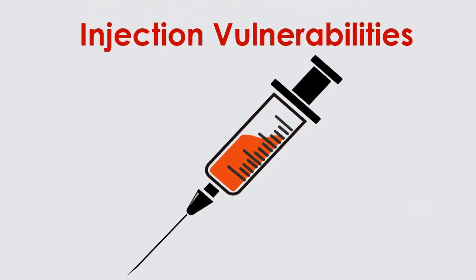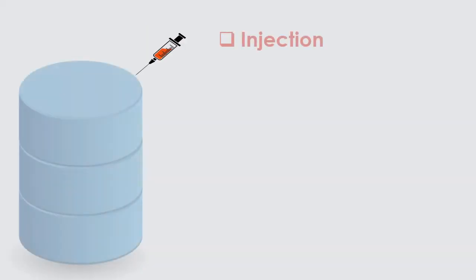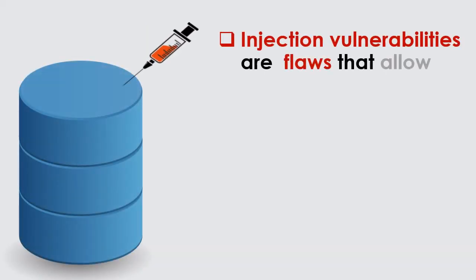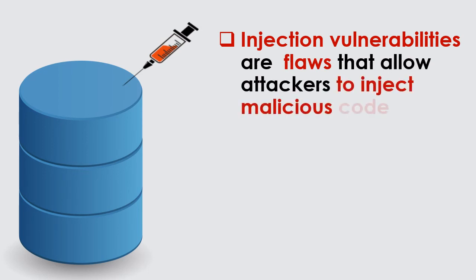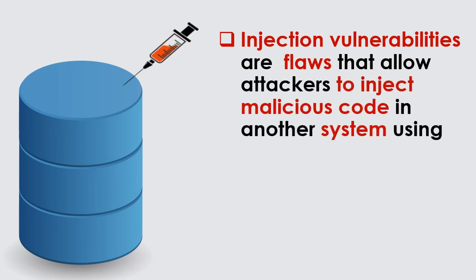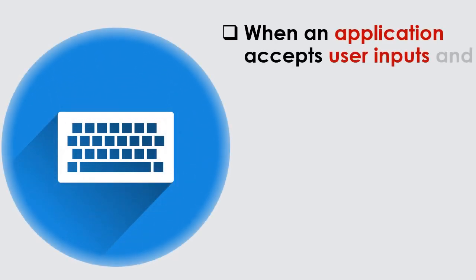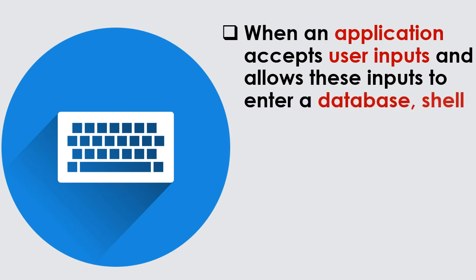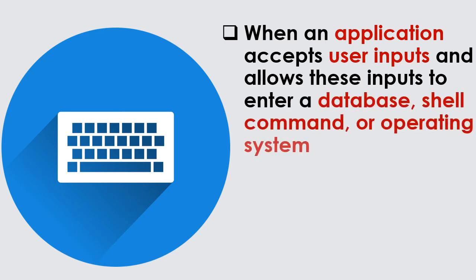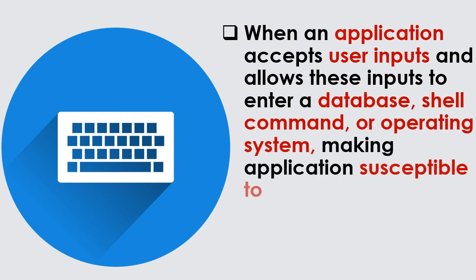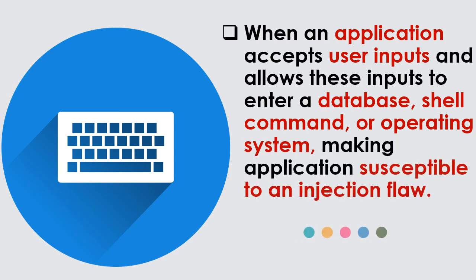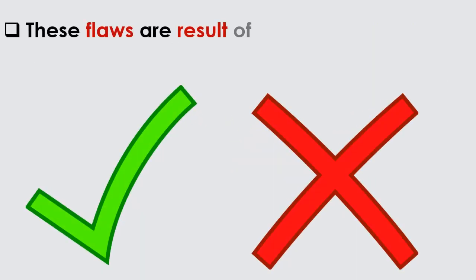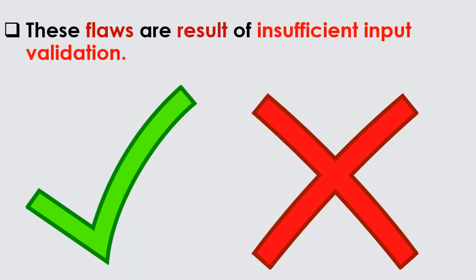Injection vulnerabilities. Injection vulnerabilities are flaws that allow attackers to inject malicious code in another system using an application. This happens when an application accepts user inputs and allows these inputs to enter a database, shell command or operating system, making applications susceptible to an injection flaw. The flaws are a result of insufficient input validation.